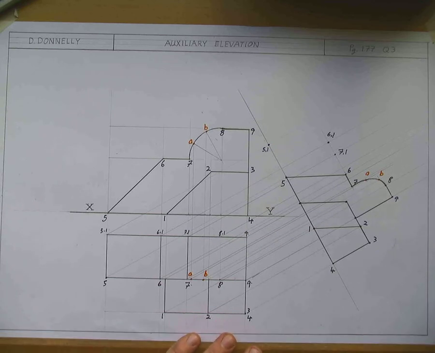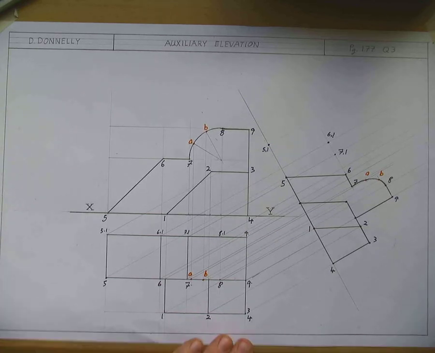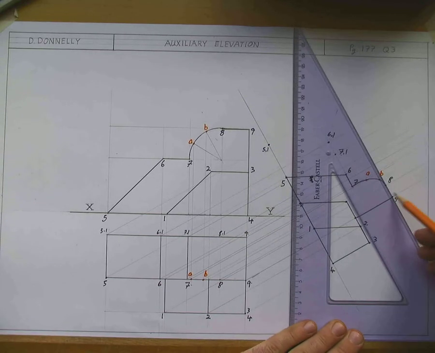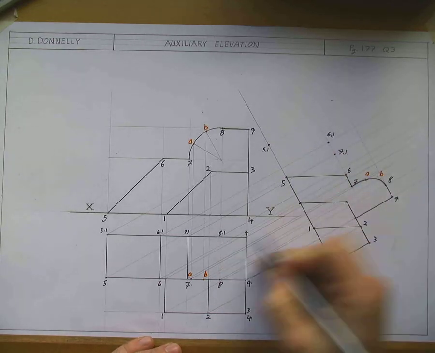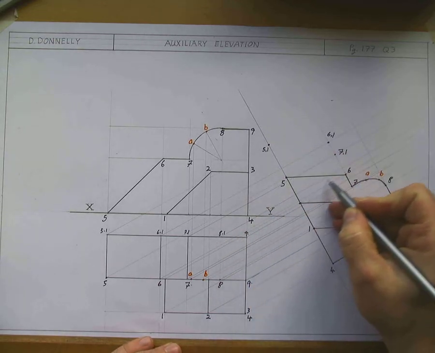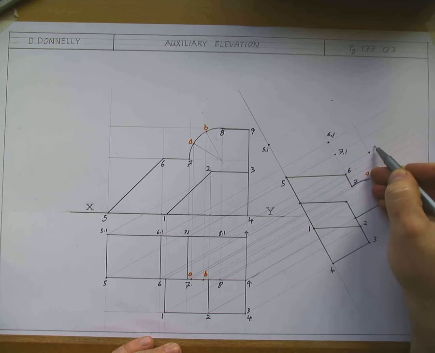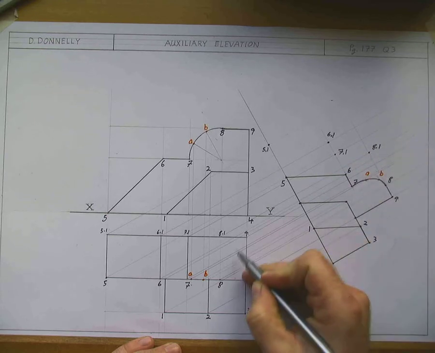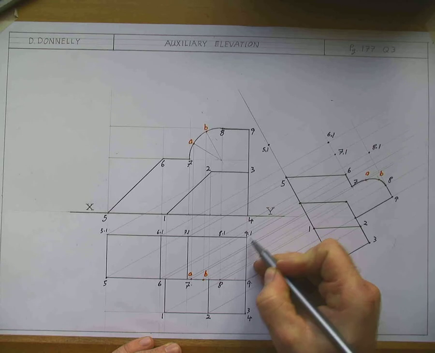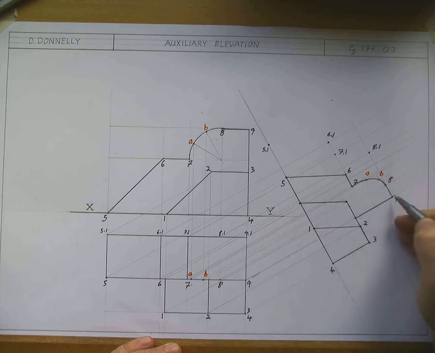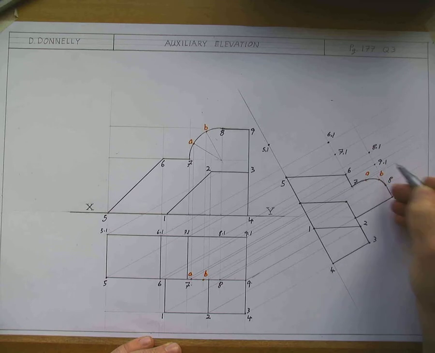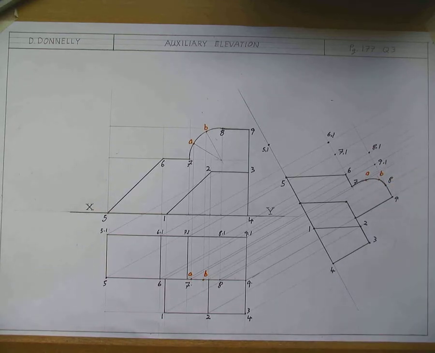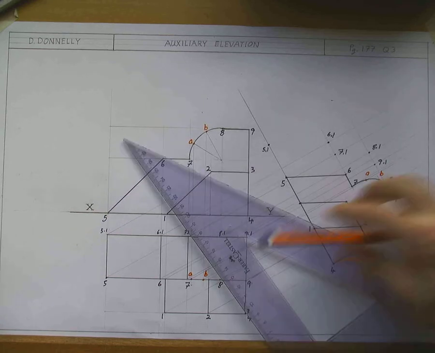So 8 and 9 are at the same height, so we can just bring our height across from our 8 and 9 already, and we follow up the line from 8.1, and we get 8.1 there, and we follow the line up from 9.1 as well, and we get 9.1 there. Okay, so what we can do is just join all them points up.